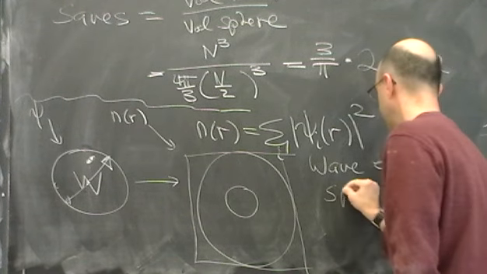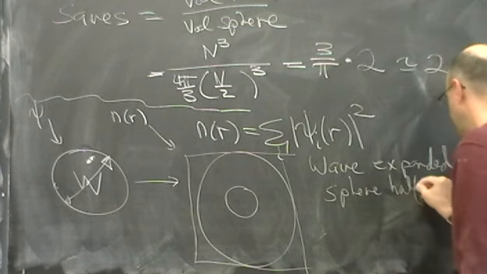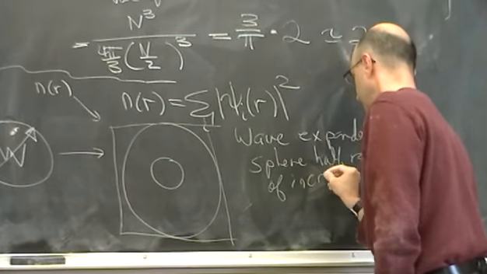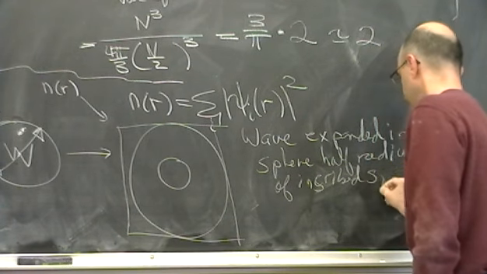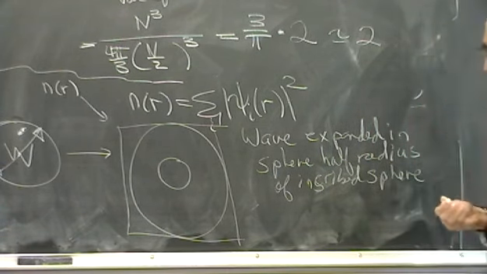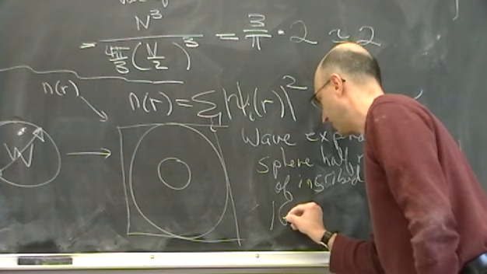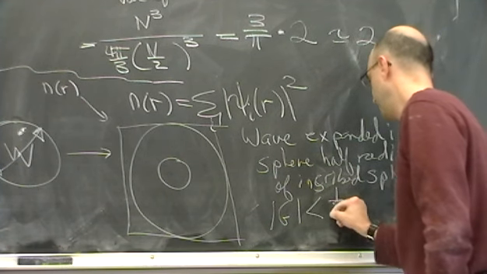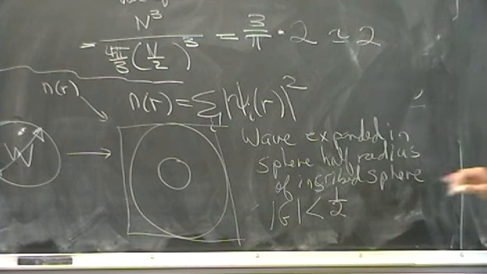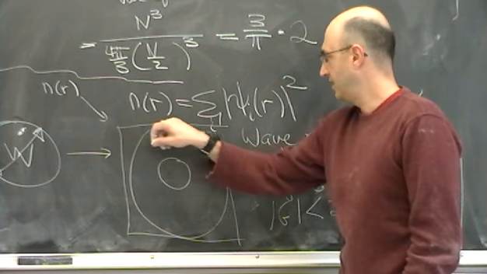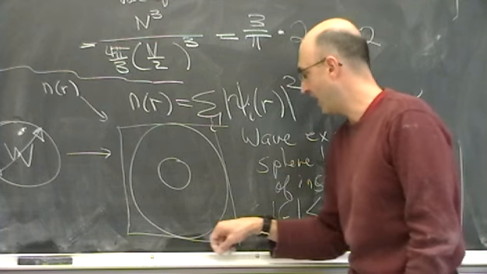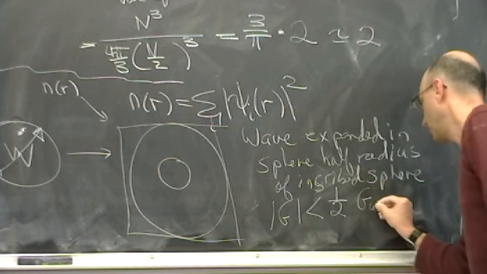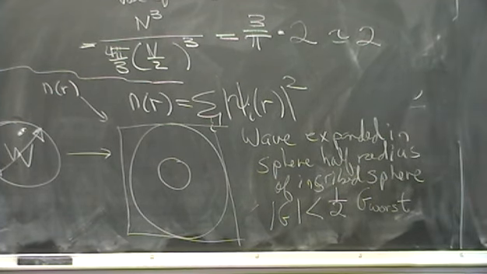So the wave functions are expanded in a sphere of half the radius of the inscribed sphere. Or if you want a simpler criterion, you would just say the magnitude of the wave vectors that you accept has to be less than 1/2 of the wave vector in the worst resolved direction, G worst.